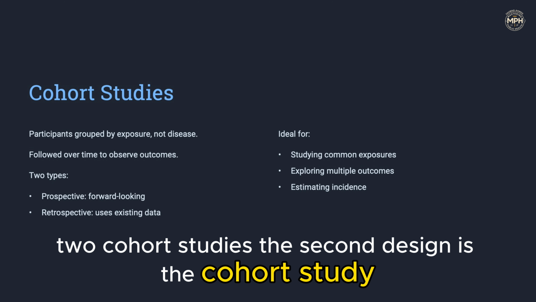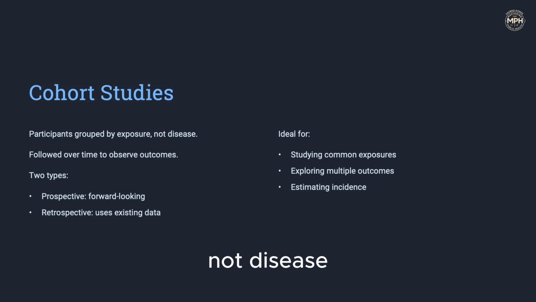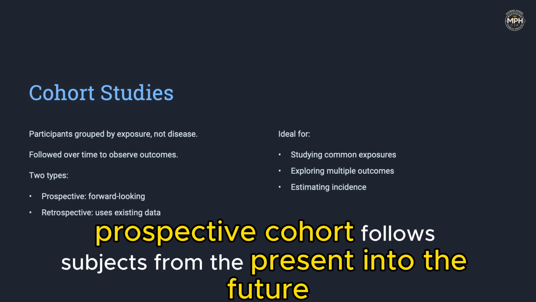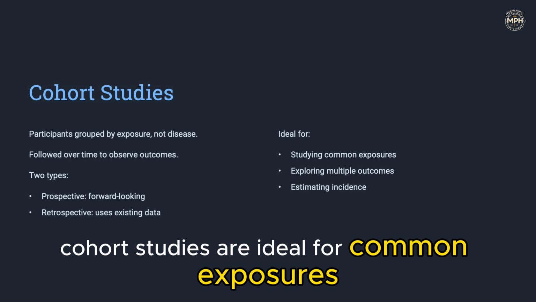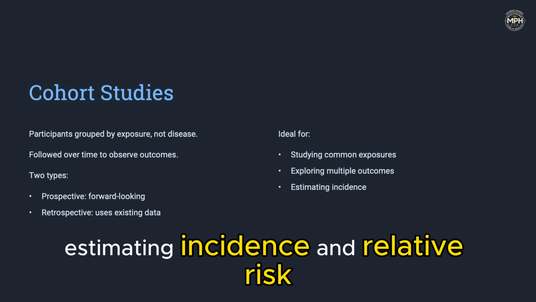Cohort studies. The second design is the cohort study. In a cohort study, participants are selected based on exposure status, not disease. The exposed and unexposed groups are then followed over time to see who develops the disease. There are two types. Prospective cohort follows subjects from the present into the future. Retrospective cohort uses historical data to track outcomes. Cohort studies are ideal for common exposures, studying multiple outcomes, and estimating incidence and relative risk.